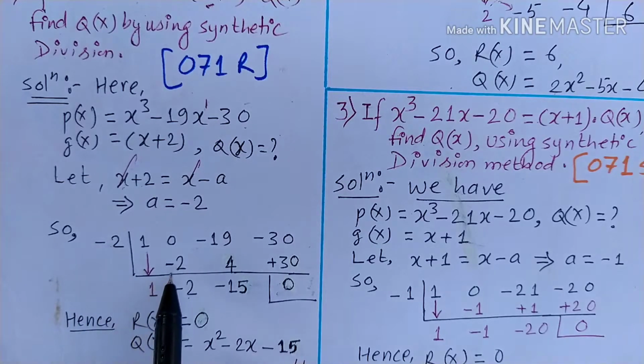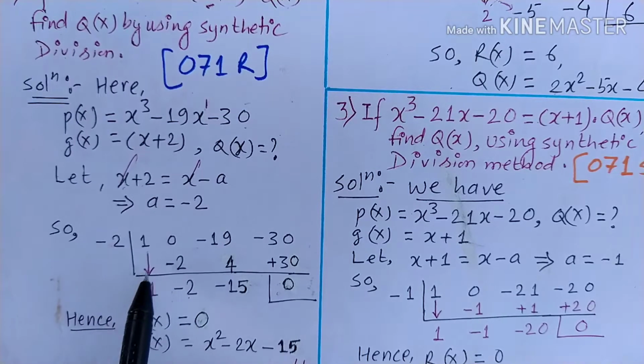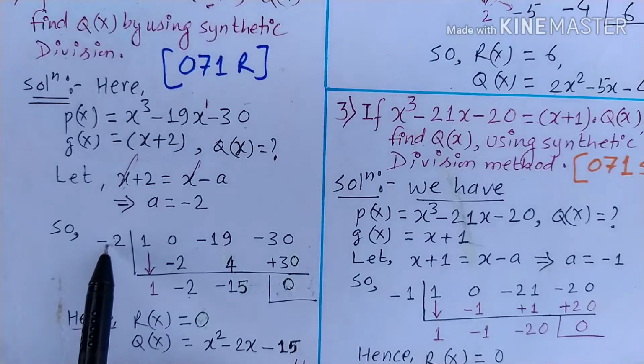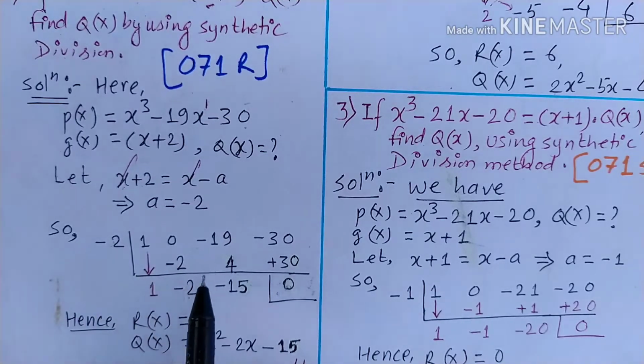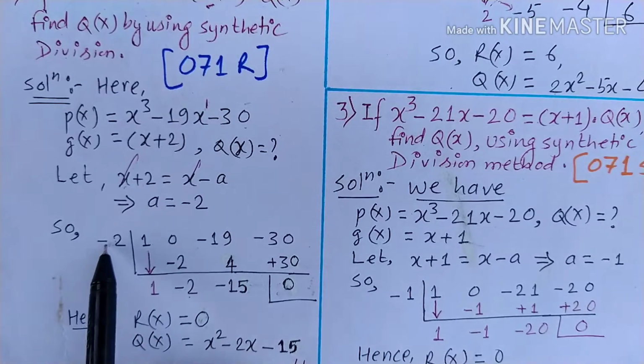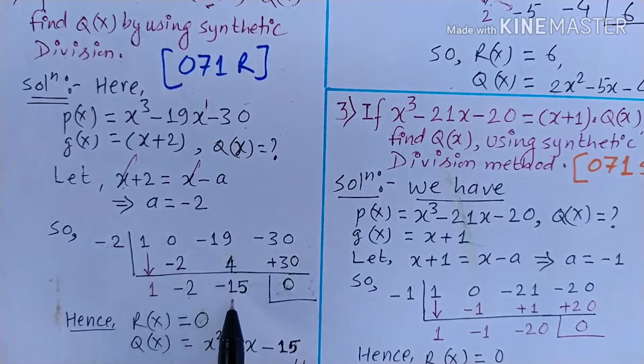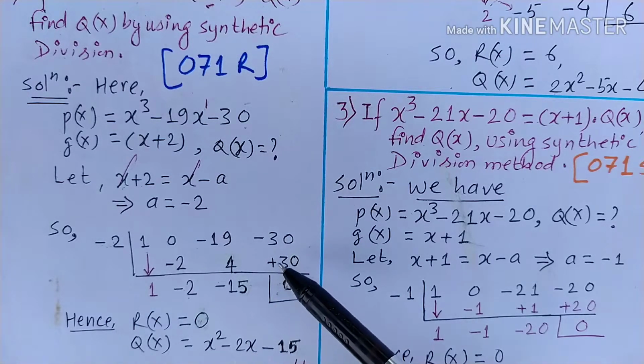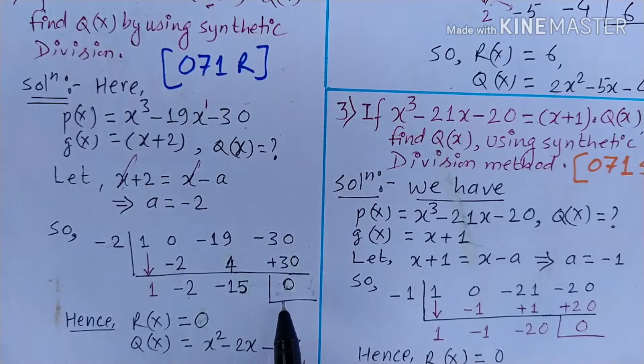Minus 2 times 1 is minus 2, and 0 minus 2, that is minus 2. So again we should multiply this term and this term. So minus 2 times minus 2 is plus 4, and minus 19 plus 4, if we operate, you will get here minus 15. Minus 2 times minus 15 is plus 30. So here you can see minus 30 plus 30 is equal to 0.